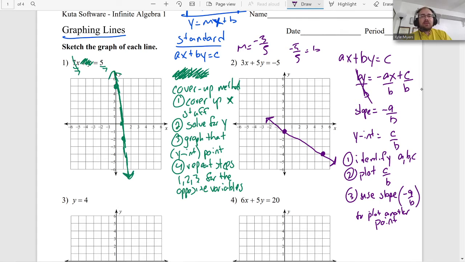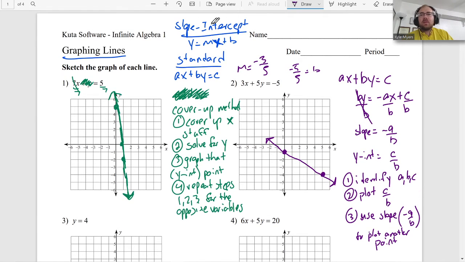Okay? And those are the formulas that we're going to use. We're going to use c over b and negative a over b for the y-intercept and the slope, and then you basically just graph it like how you would graph it when it's in slope-intercept form.